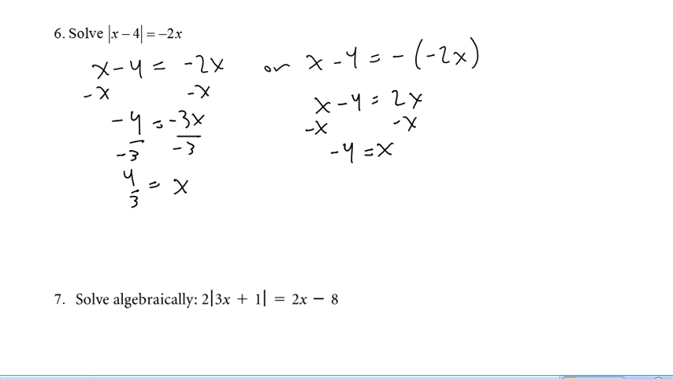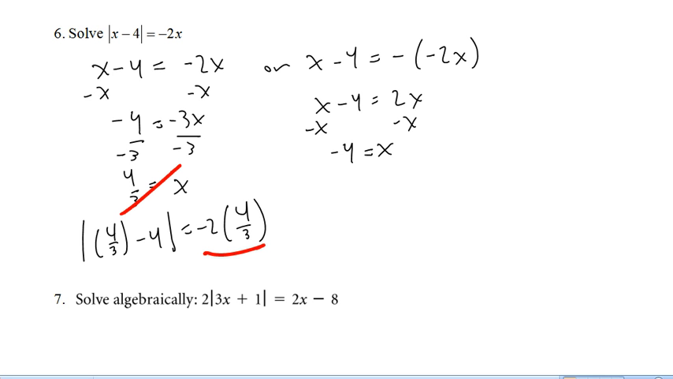Okay, let's make sure that both of these work. So let's try this guy first. Absolute value of 4 over 3 minus 4 is going to equal negative 2 times 4 over 3. Notice that whatever comes out of the absolute value is going to be positive, and the right side is negative, so those will never be equal. So this is not a solution. That was an extraneous possible solution we had to throw out.